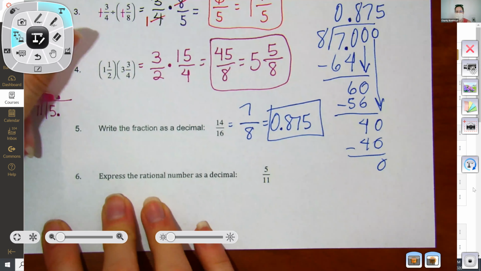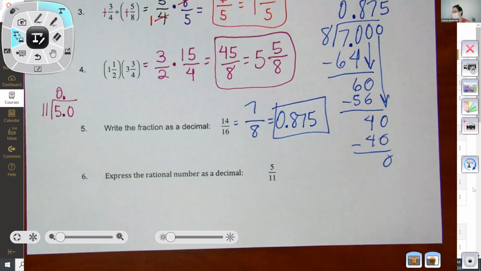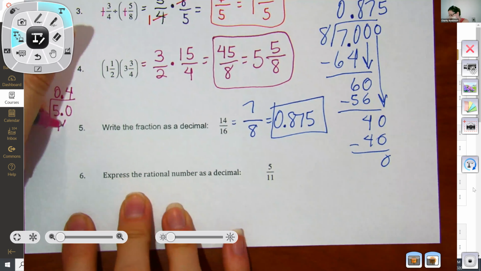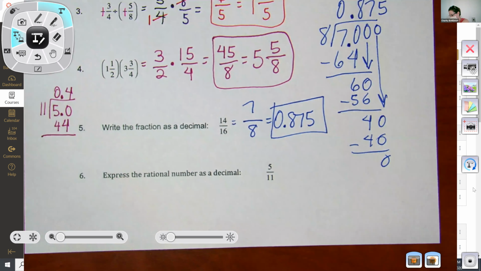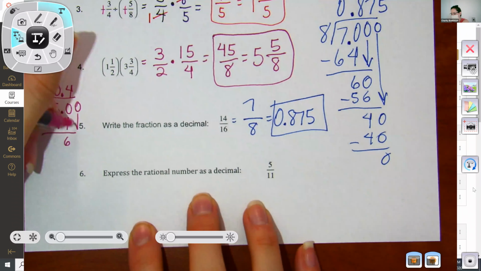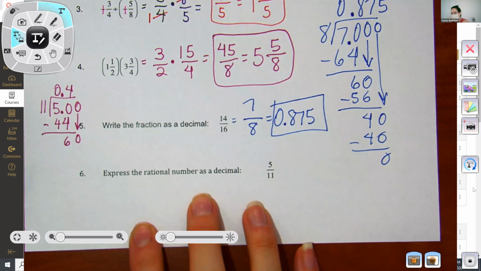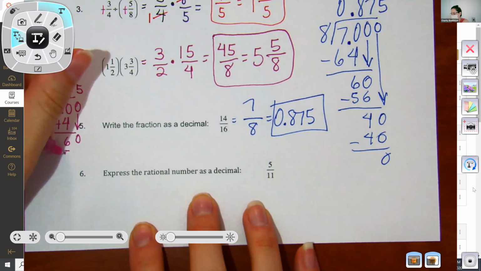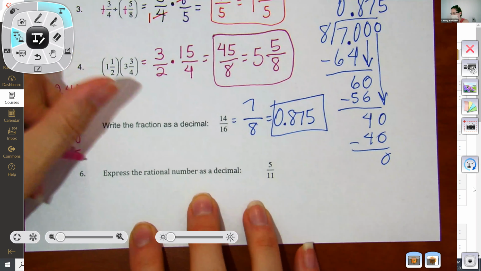All right, well, how many times can 11 go into 50? 4 times. 4 times 11 is 44. 50 minus 44 would be 6. Let's do another 0. 11 goes into 60 5 times. 5 times 11 is 55. 60 minus 55 is 5.